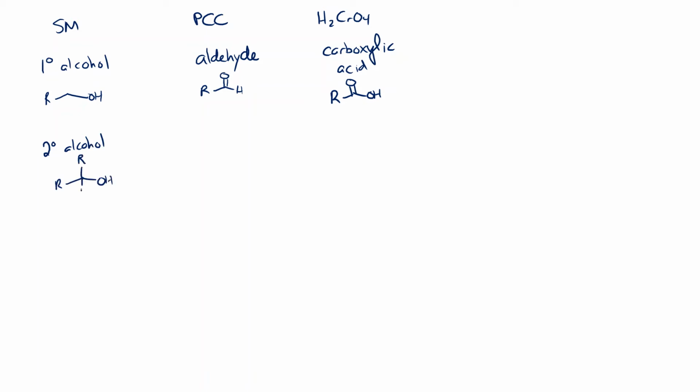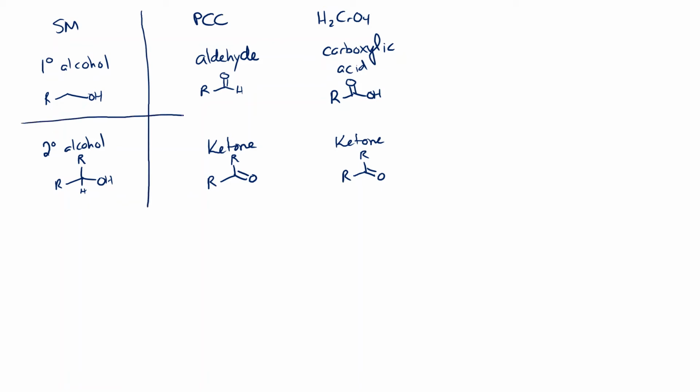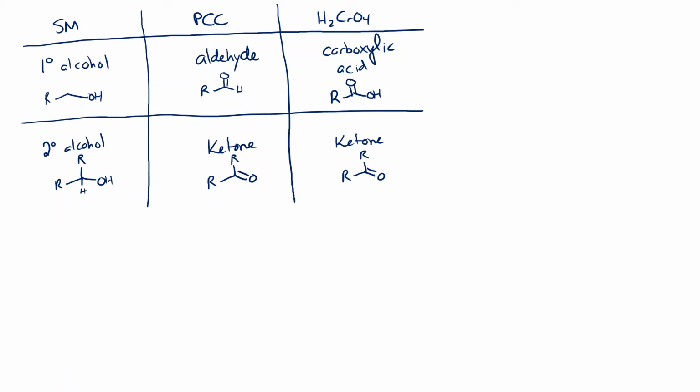Right, so we only have one hydrogen here. We get a ketone if we use PCC because we oxidize the alcohol to a carbonyl. And if we use H2CrO4, we actually also get a ketone because we oxidize that carbon until it doesn't have any hydrogens left. But in this case, that means we only lose one CH bond and gain one CO bond. And so depending on our starting material, sometimes PCC and H2CrO4 will give us the same thing. Other times we'll get very different products. Okay. All right.